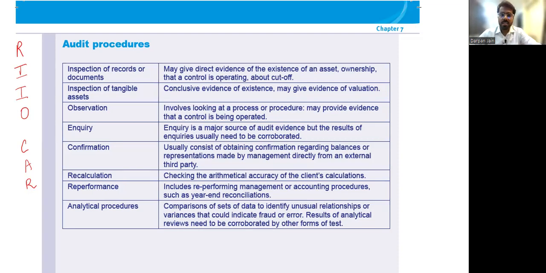Next, inspection of tangible assets. In the next I, there are two inspections. One is inspection of records or documents. The other inspection is of tangible assets. What do you mean by inspection of tangible assets?